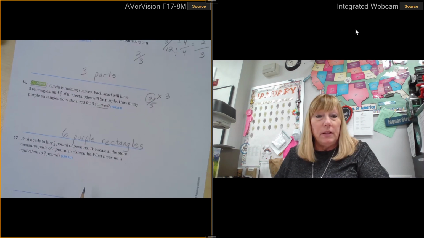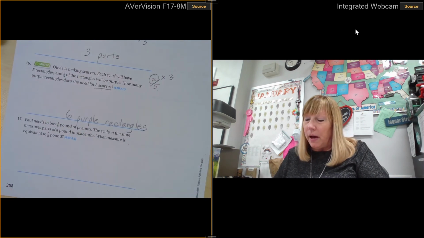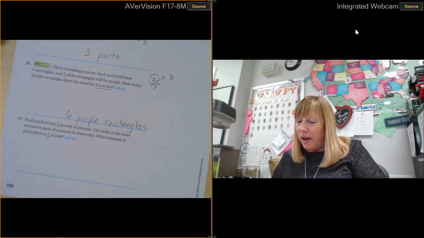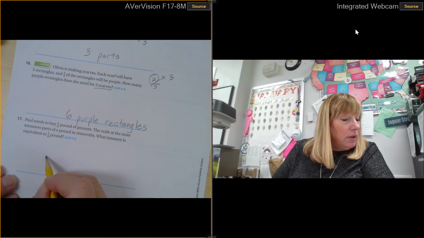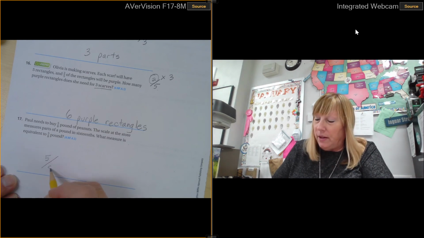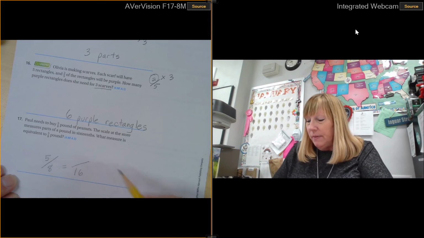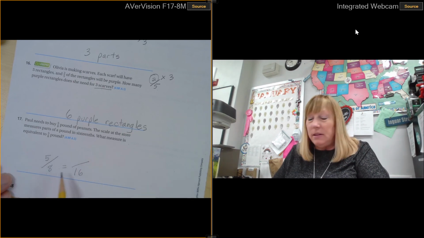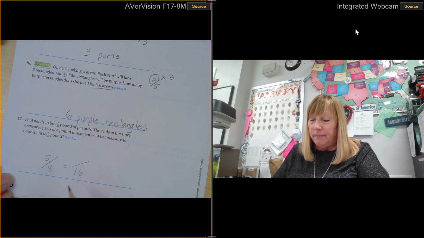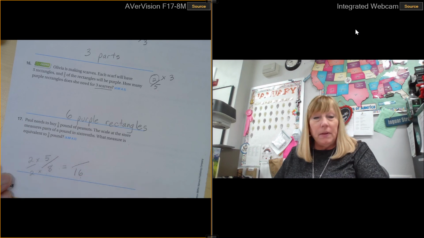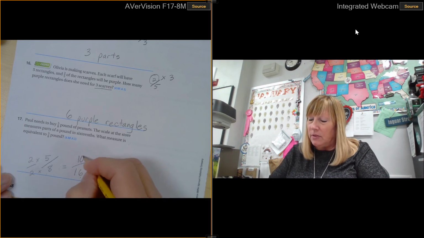Number 17. Pedro needs to buy 5/8 pound of peanuts. The scale at the store measures parts of a pound in 16ths. What measure is equivalent to 5/8 pound? So we're taking 5/8 and we're making it equal to 16ths. So think to yourself, 8 times what number equals 16? That would be 2. So I have to multiply by the same number. 2 times 5 is 10. Okay?